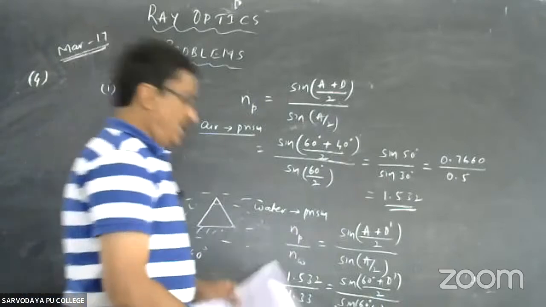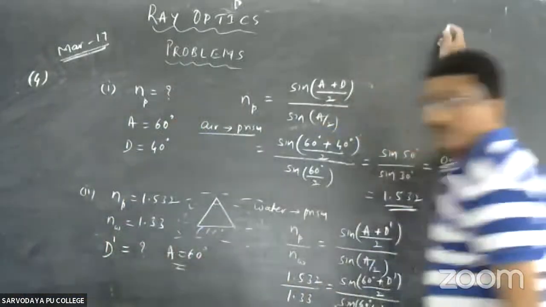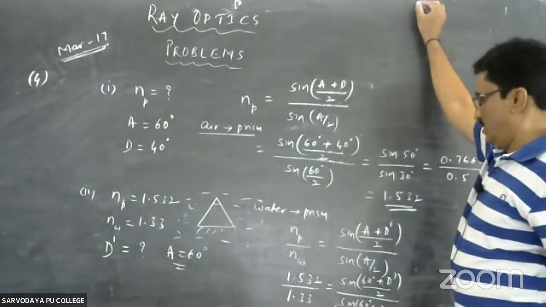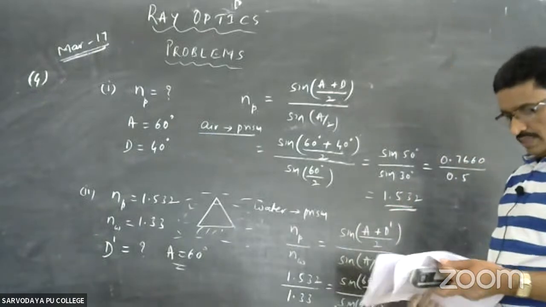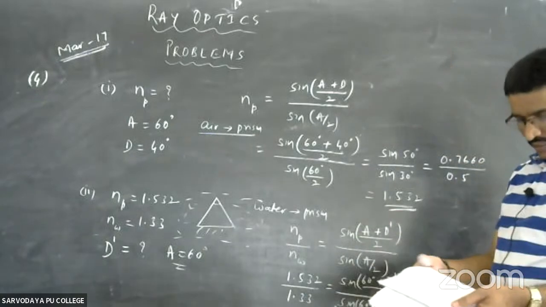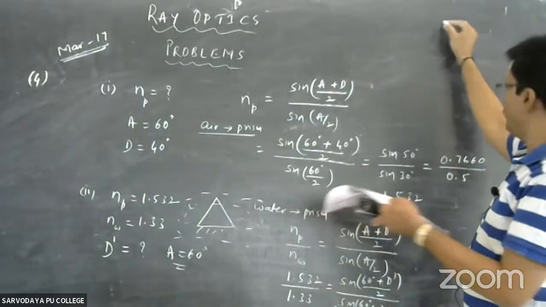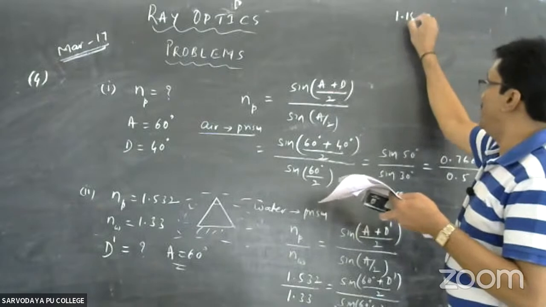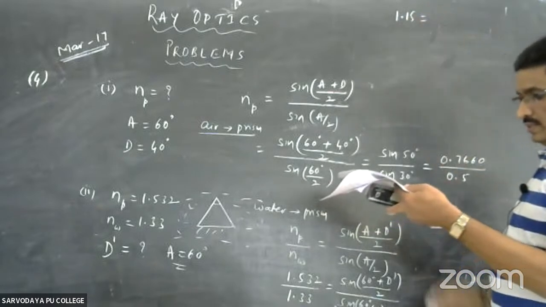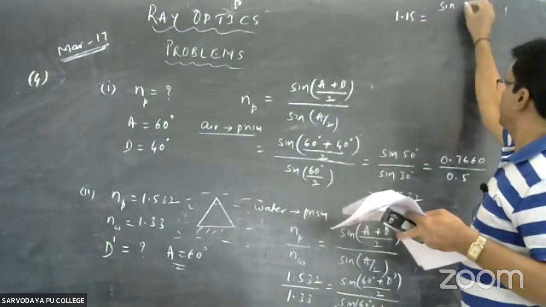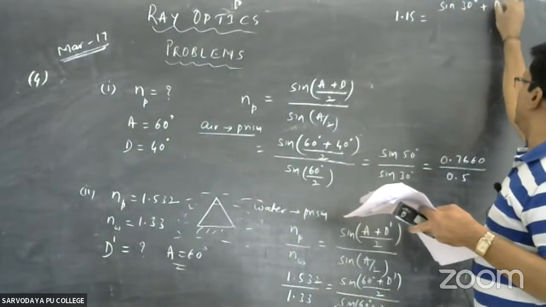Therefore, it comes out to be 1.532 by 1.33. If we simplify, we get 1.15 is equal to sin (30 degree plus D dash by 2).